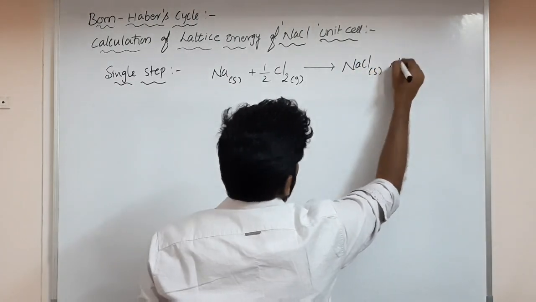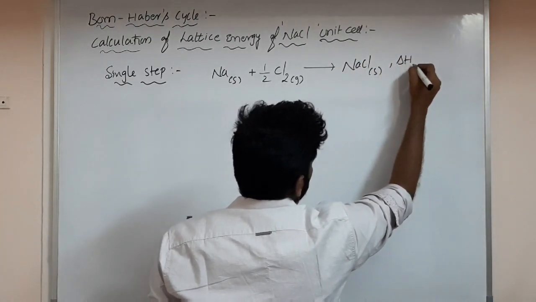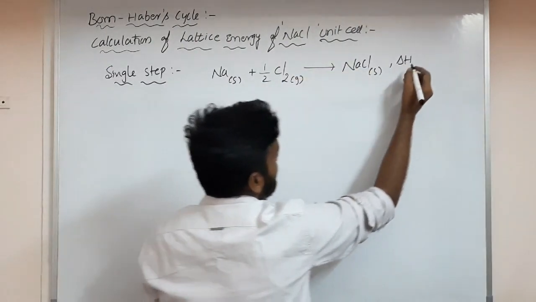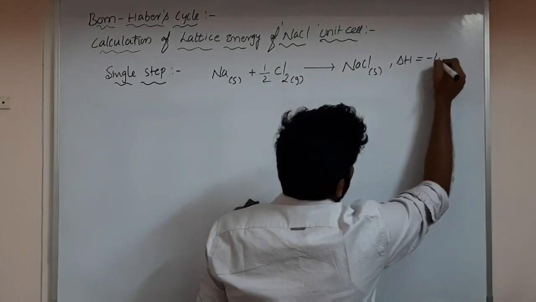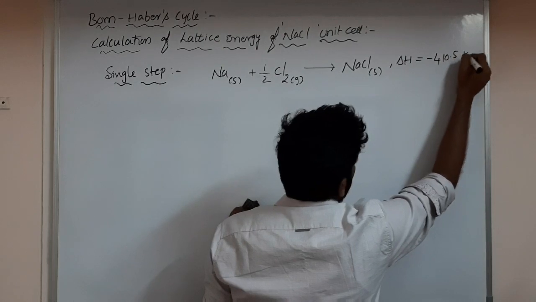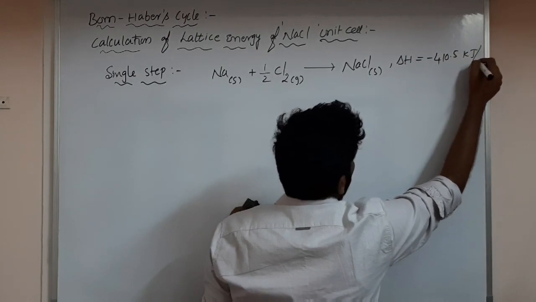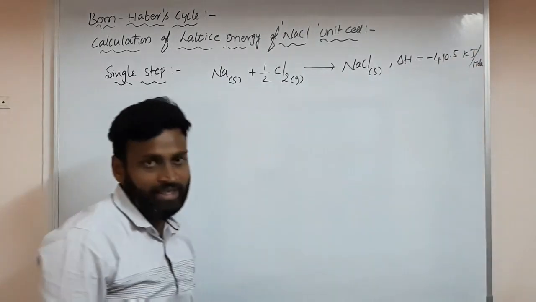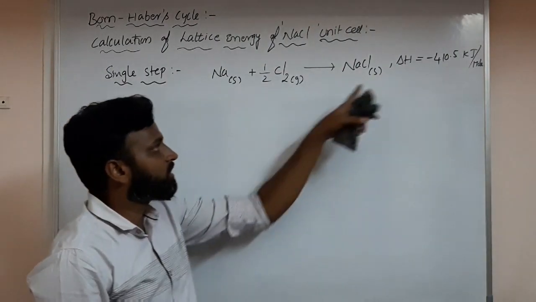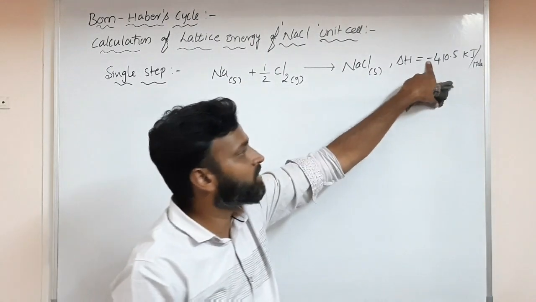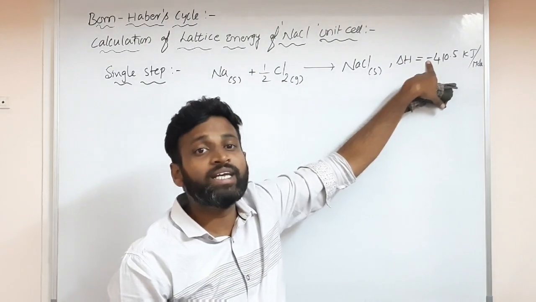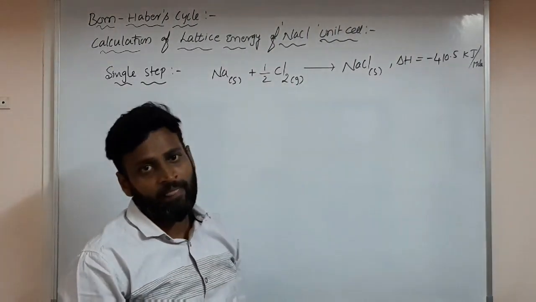NaCl solid you are getting, and delta H for the single step mechanism is minus 410.5 kilojoules per mole. Per what? Per mole. Kilojoules per mole. It means this much heat is released. Minus means what? This much heat is released.